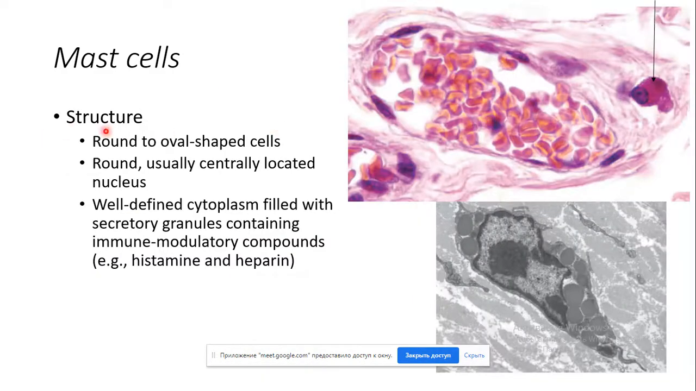So the structure is round to oval-shaped cells with a usually centrally located nucleus, and well-defined cytoplasm filled with secretory granules containing immune modulatory compounds, the histamine and heparin, as I said before. It's well visible here. The nucleus and cytoplasm are very bright, because the cytoplasm contains a lot of these vesicles which are stained with basophilic stains.